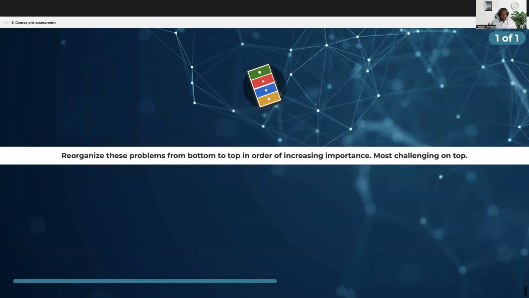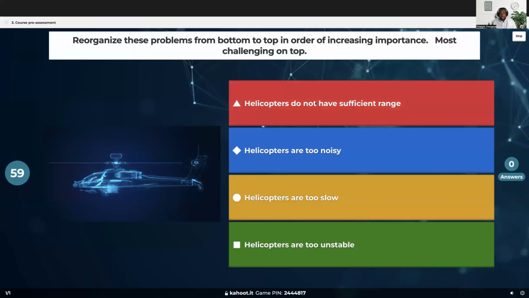The task is to reorganize these problems from top to bottom in order of increasing importance, most challenging on top. So what do we think the most challenging is? I would go with helicopters are too unstable. Then I would go with probably the fact that they don't have enough range.